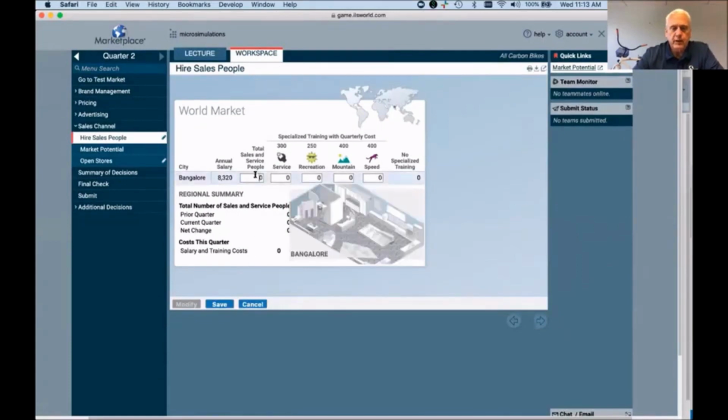So I'm going to hire 6 in total, and then I can give them special training. So I want at least 1 in service. That gives me 5 more. I want to put more emphasis on the mountain segment, so I'm going to take 4 of those salespeople and train them. It costs $400 to train each salesperson, and I'm going to have 1 trained in recreation, hoping I can pick up part of that market.